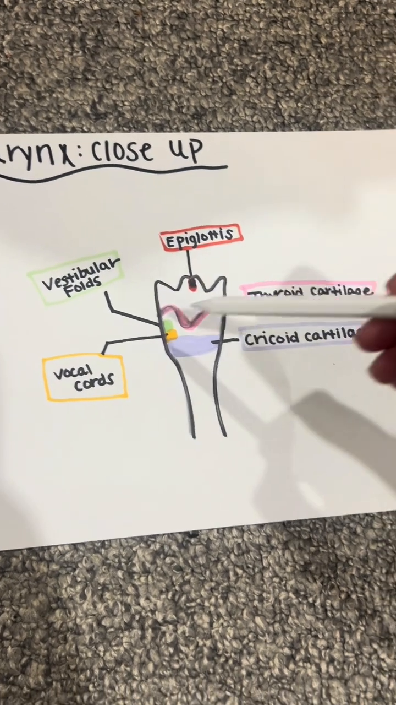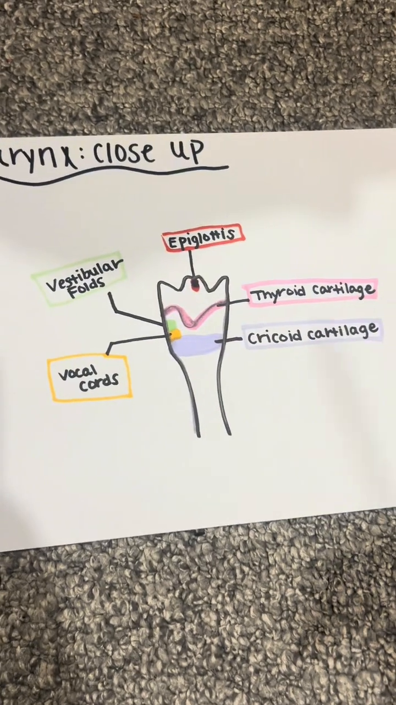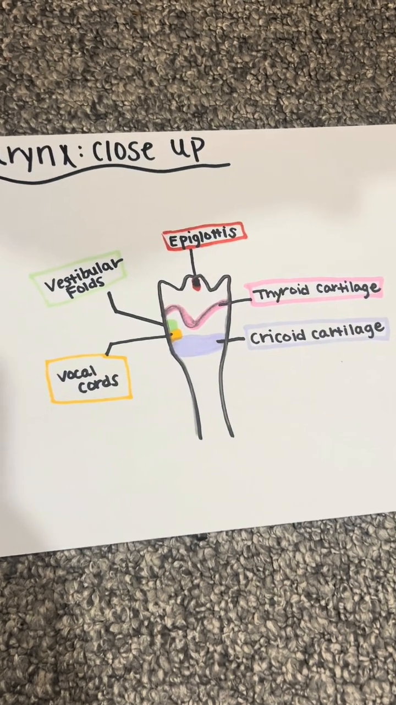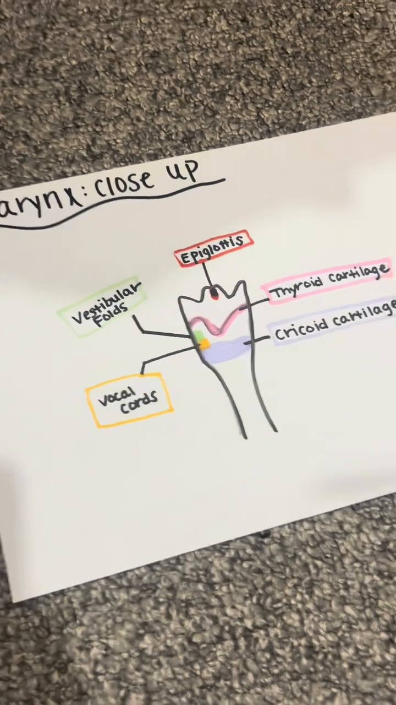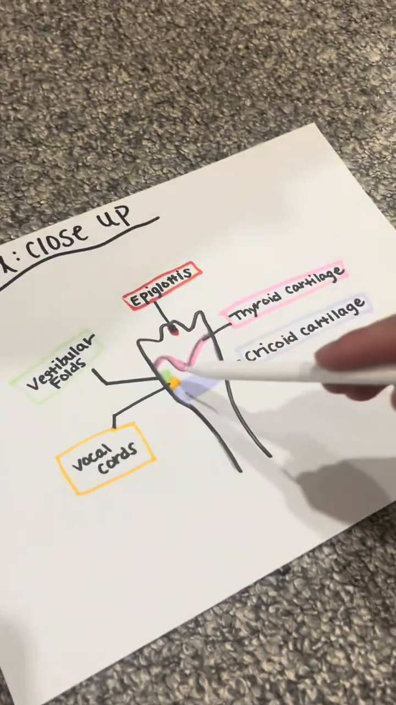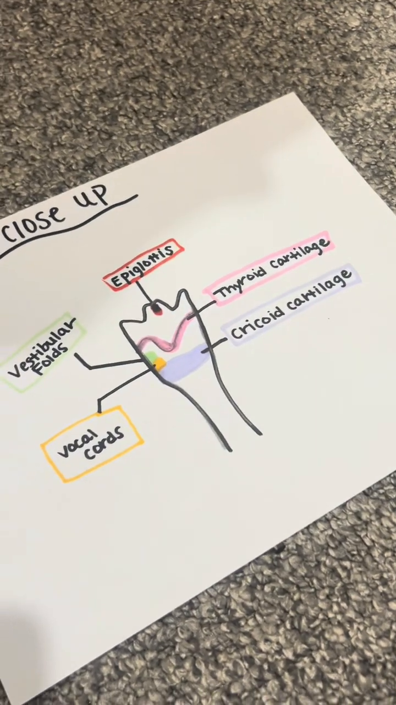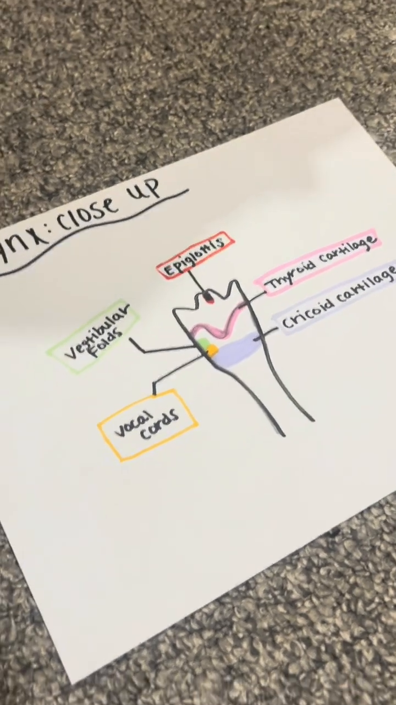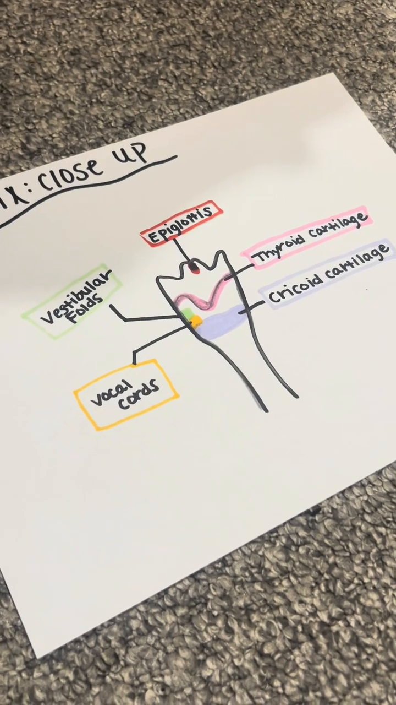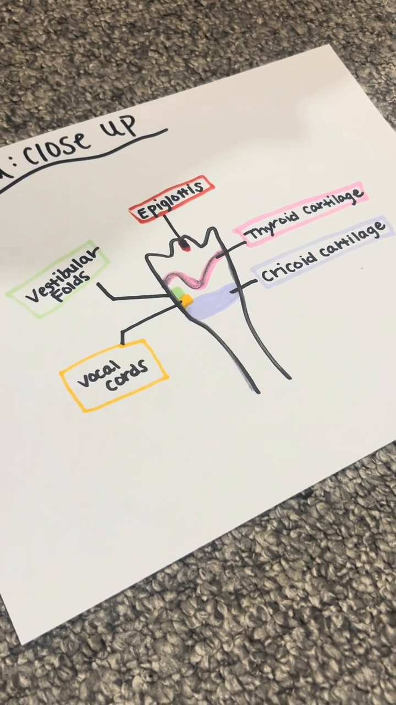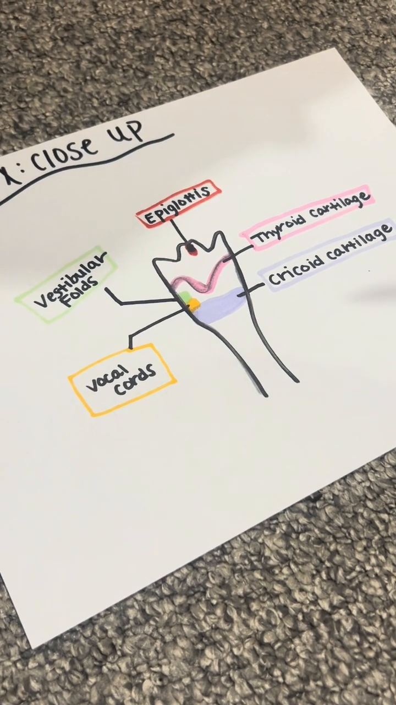So the vestibular folds here of the larynx are muscles that protect the airway by preventing food from entering into the trachea. The vocal cords here are muscles that produce sound. The larynx has several cartilages. There are 3 of them in particular that I'm going to discuss here.